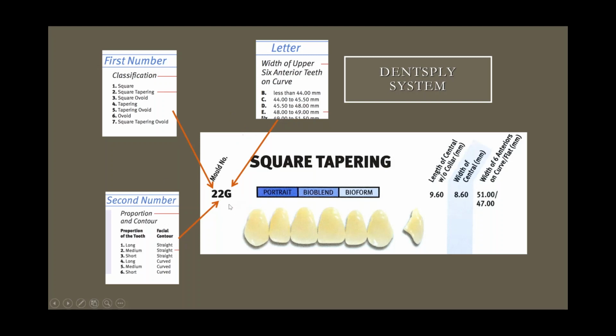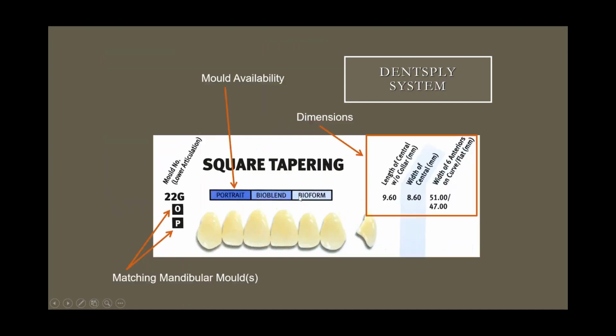Then the third letter denotes the width of the upper 6 anterior teeth. This is measured from the distal of one canine to the distal of the other canine with a flexible ruler, and that letter is taken, and then the mold can be selected.